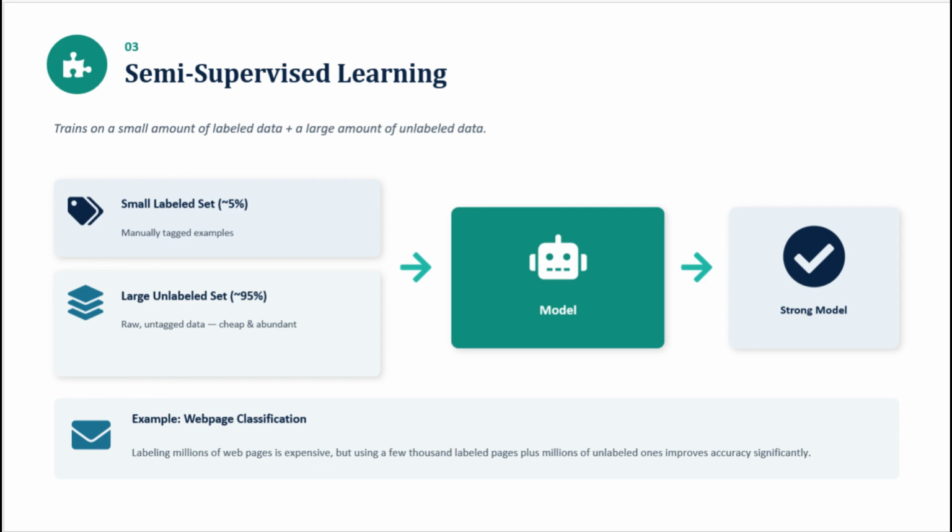It combines a small amount of labeled data with a huge amount of unlabeled data. The labeled examples guide the learning process, while the unlabeled data helps the model better understand the overall data distribution. As a result, the model becomes much more accurate without requiring massive labeling effort. A good example is web page classification. Instead of labeling millions of web pages, we label only a small subset, and the algorithm learns from both labeled and unlabeled pages together. This approach saves both time and money.